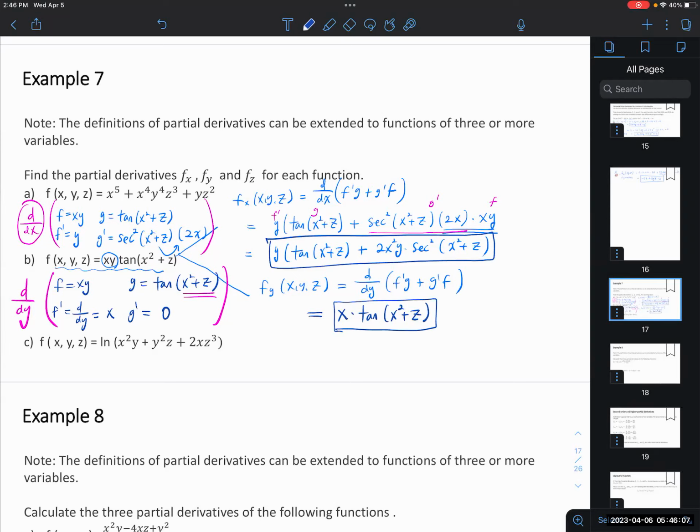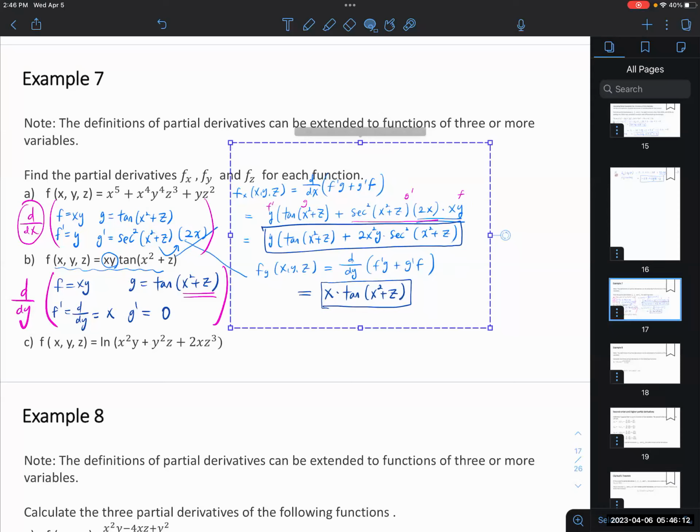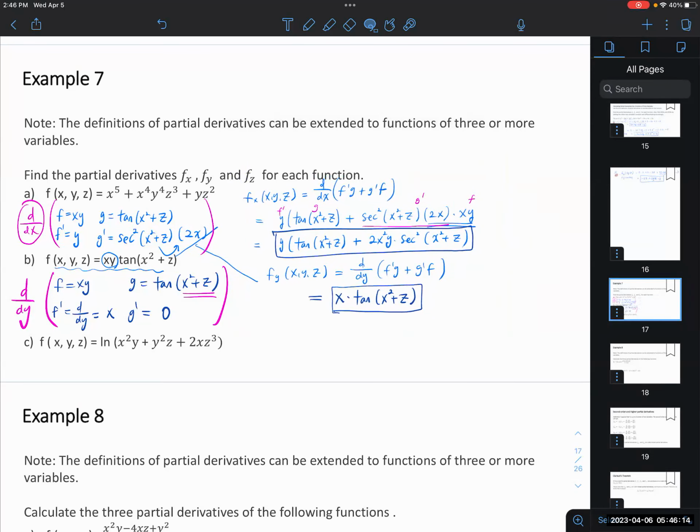Are you following? So very, very important. It's very easy to make a mistake. Okay? So this is here. This is the second one. And let's do the last one, z. Okay, so f, z, x comma y comma z. So that means d over dz, f prime g, g prime f.